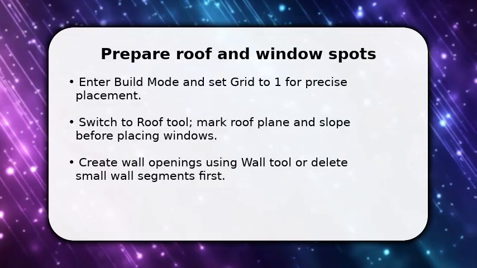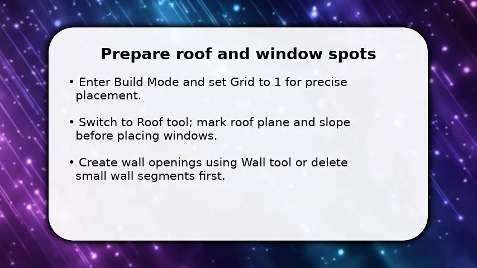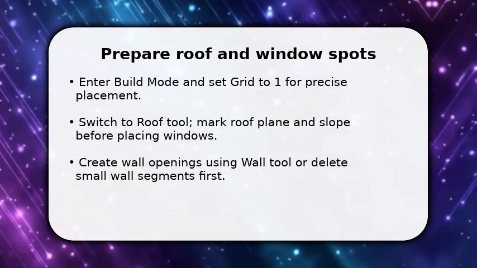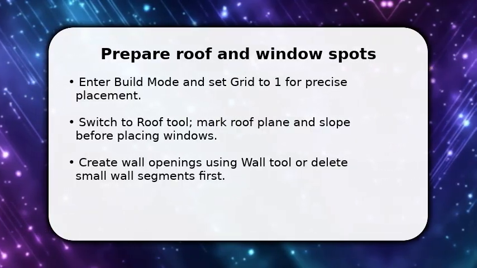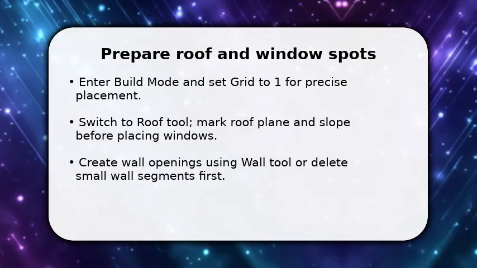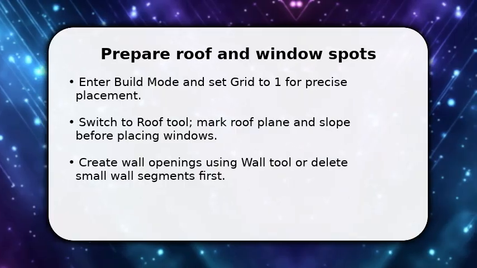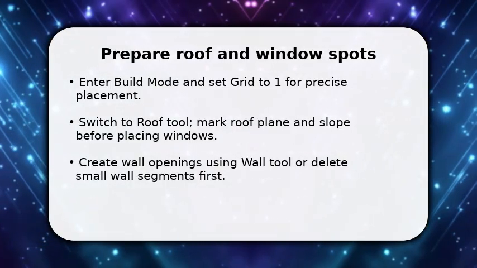You start by positioning the roof in openings. Enter build mode and set the grid to 1 so you align precisely. Next, use the wall tool to create the exact openings where windows will sit. Delete small wall segments if necessary. Once done, switch to the roof tool and outline the roof plane and slope so window tops line up. Make sure walls are flush and the opening height matches common window sizes because accurate holes save time later.